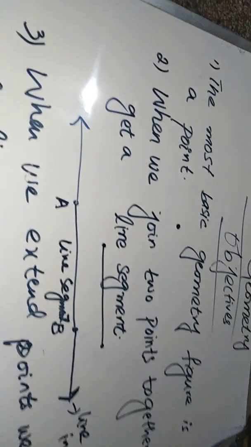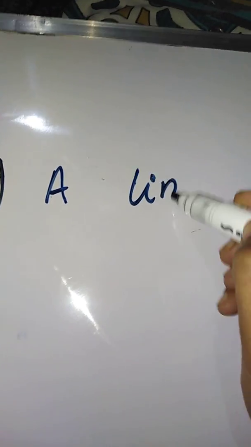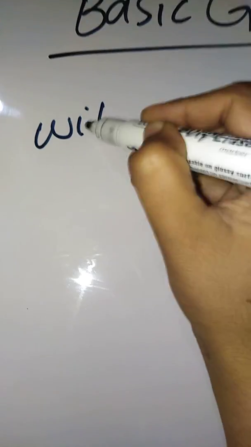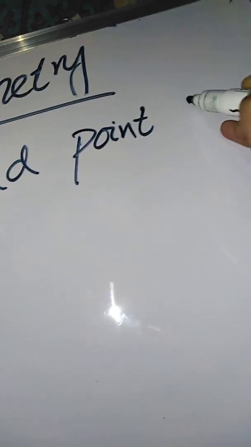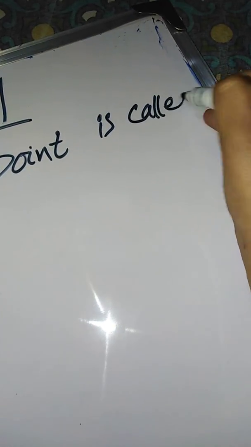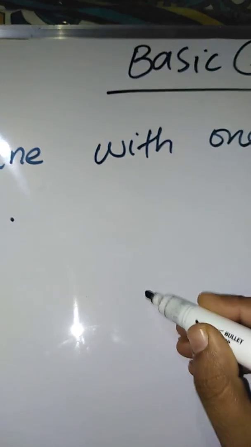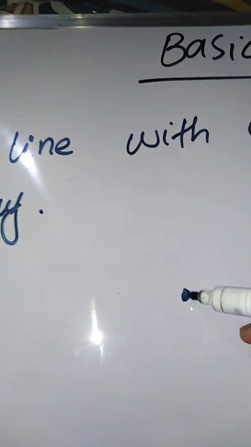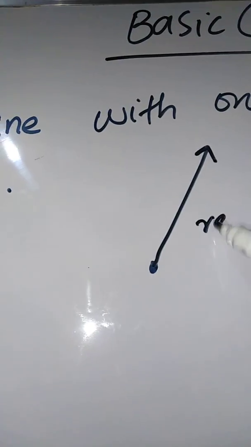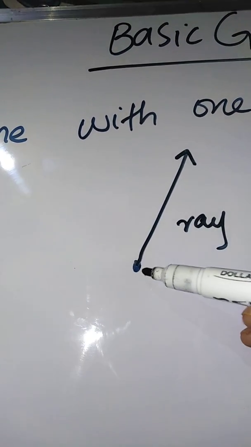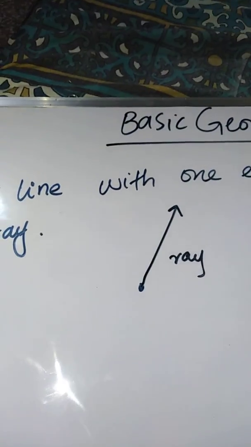Now I'm going to explain more points. You have to remember that a line with one end point is called a ray. Whenever you have just one end point and the line continues on one side, we say that this is a ray, or we can say that a ray has one end point. So this is a ray where there is one end point and the line continues on one side.